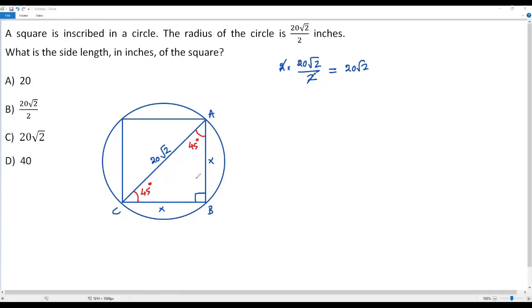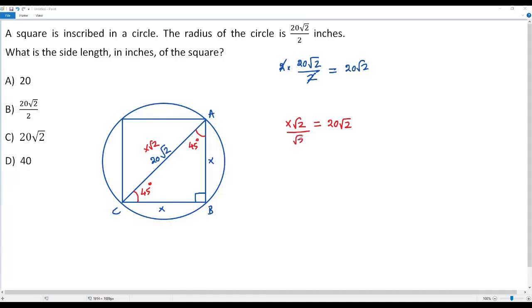In a 45, 45, 90 special right triangle, if the length of each of the two equal legs is x, then the length of the hypotenuse has to be x times square root of 2. We have to remember this as a rule for the 45, 45, 90 special right triangle. Here we got the length of the hypotenuse AC, that is x times square root of 2. But we already have the length of the hypotenuse AC, that is 20 times square root of 2. So x times square root of 2 and 20 times square root of 2 both represent the same thing, the length of the hypotenuse AC. So we can equate them.